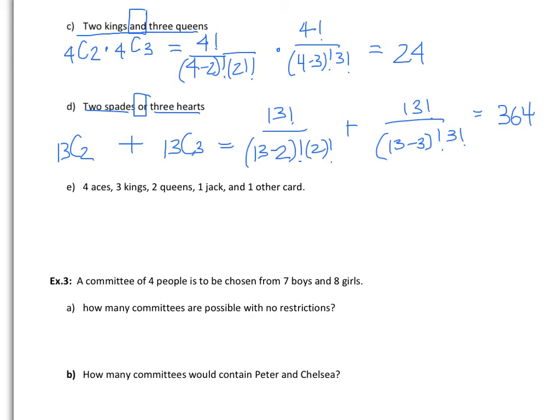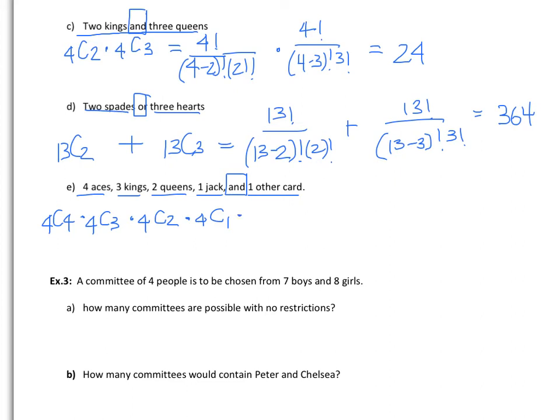And finally, part E, 4 aces, 3 kings, 2 queens, 1 jack, and 1 other card. Now, what's really important to notice here is that this is and, so we know that when we're considering all the different combinations, we're going to multiply between them. So for the 4 aces, since there are only 4 aces in the deck, that will be 4 choose 4, multiplied by 3 kings. Well, there are 4 kings total, so that's 4 choose 3, multiplied by 4 queens, choosing 2 of them, multiplied by 4 jacks, choosing 1 of them.